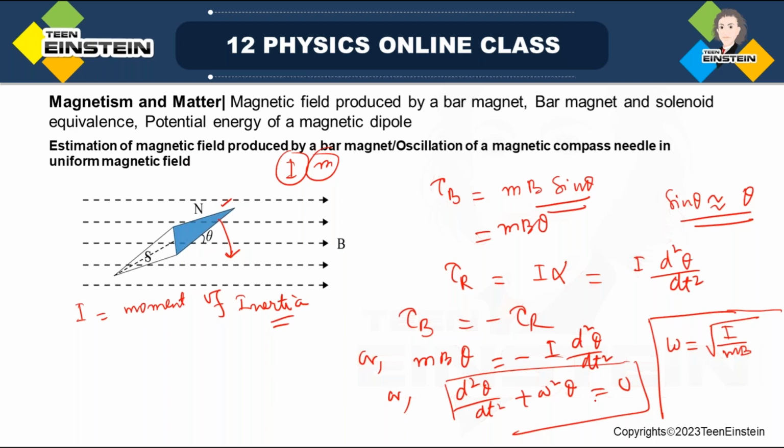So this is SHM, right? So just comparing, omega is equal to square root of mB by I. So we have got the angular frequency of oscillation to be this. From here I can find out the time period as well. The time period will be 2 pi by omega, that means 2 pi into square root of I by mB.